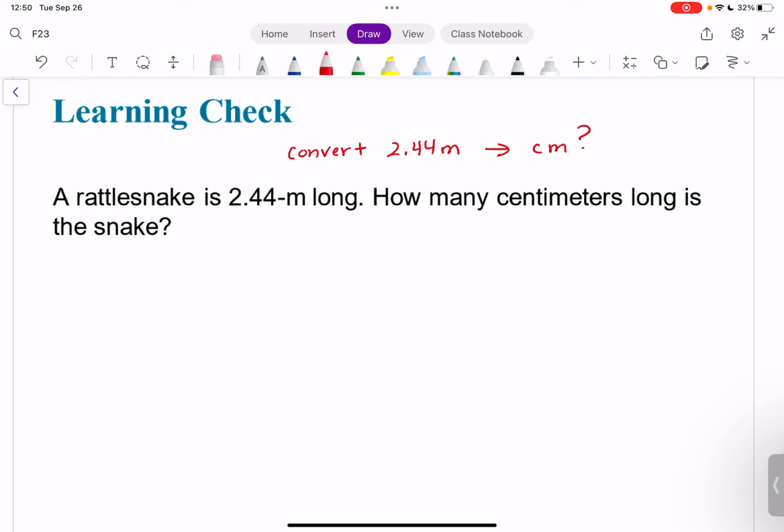Okay, what am I given and where do I want to get to? That's a general problem solving strategy. What do I have? What information do I start with? And what is my goal? Where am I trying to get to? I'm given 2.44 meters, so I'm going to start with that and write that down. And that's kind of my first, I'm going to call it train track.